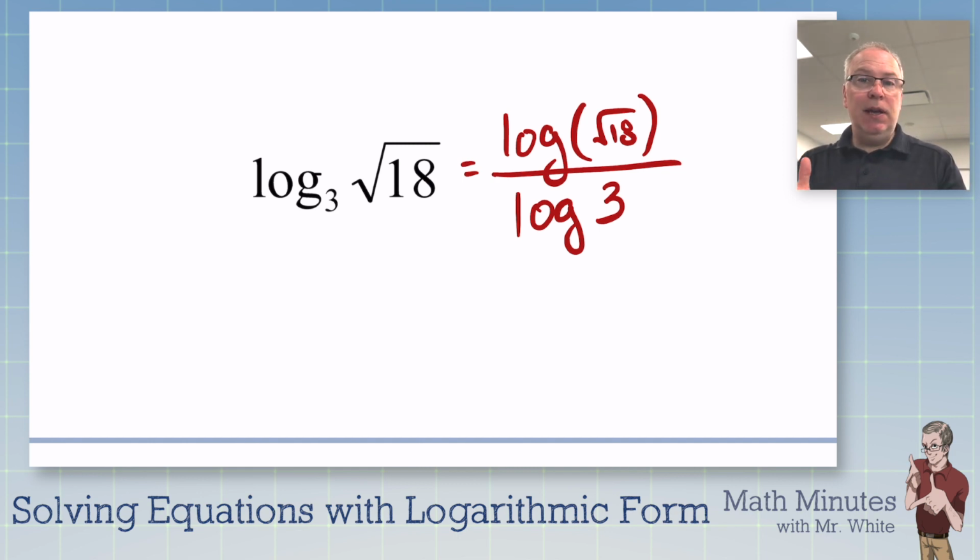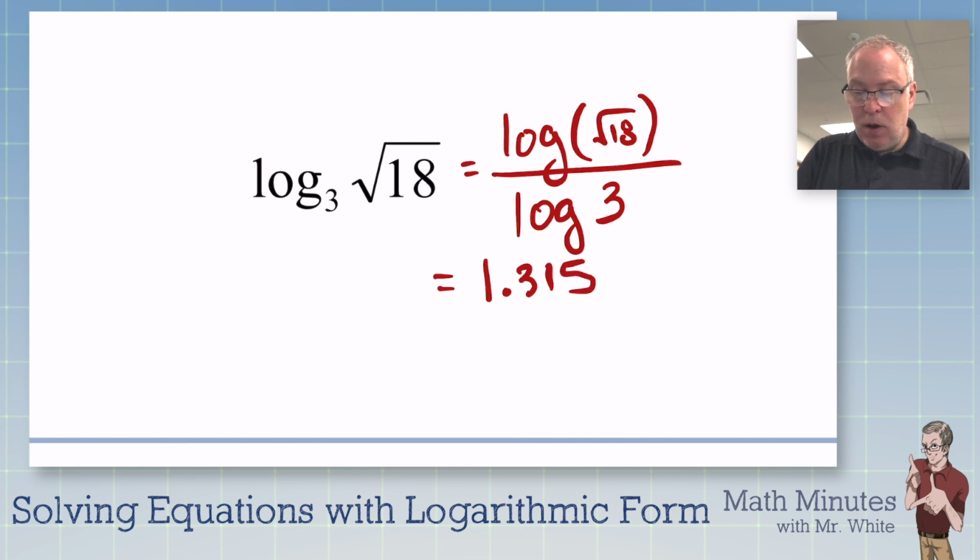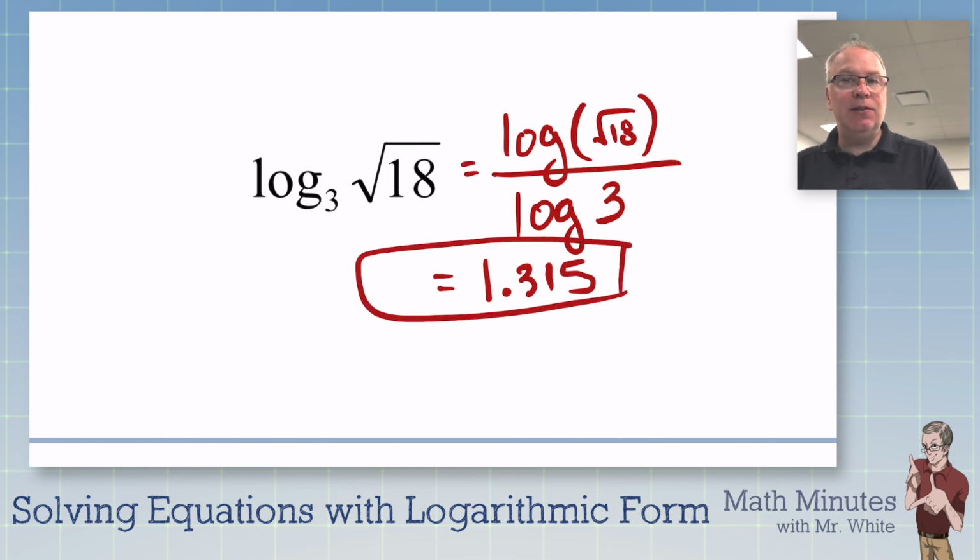Okay, I just typed it into my computer. I actually used Desmos this time, and I got 1.315. So hopefully you got the same thing. So you just found log base 3 of radical 18, but you did it using the change of base formula because maybe your calculator can't do log base 3.